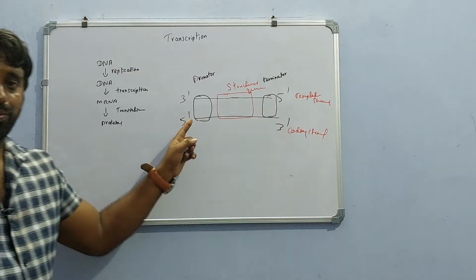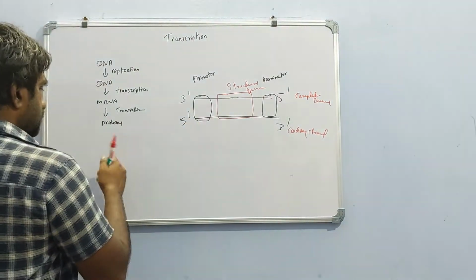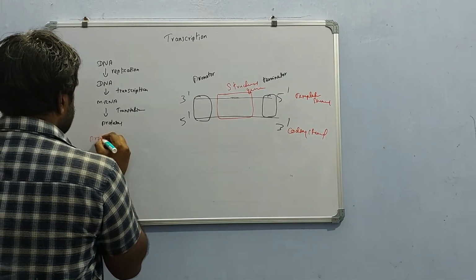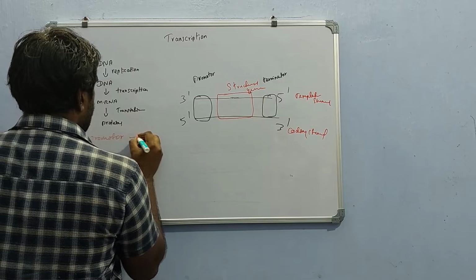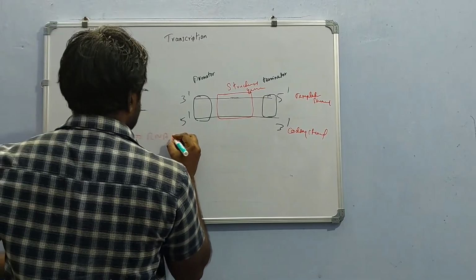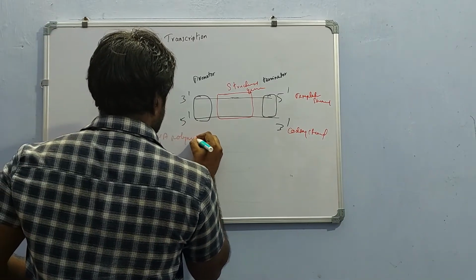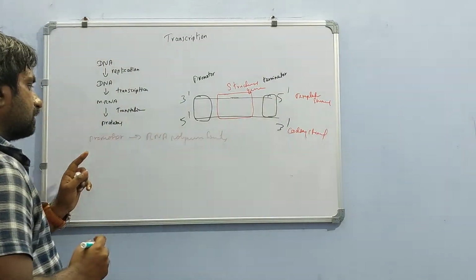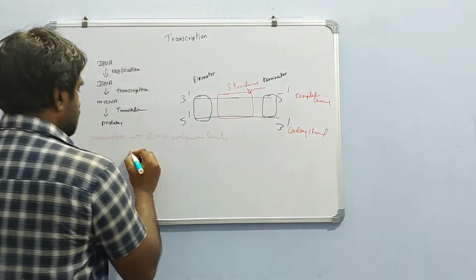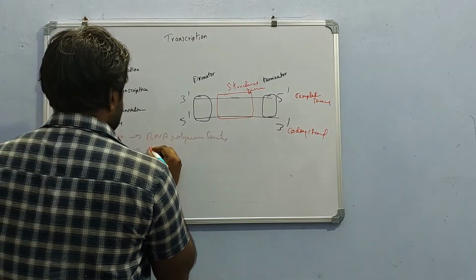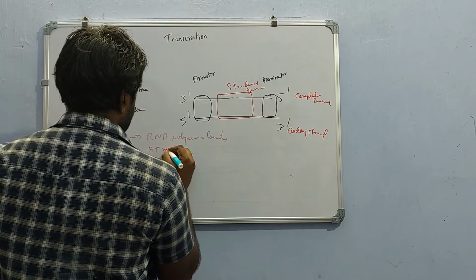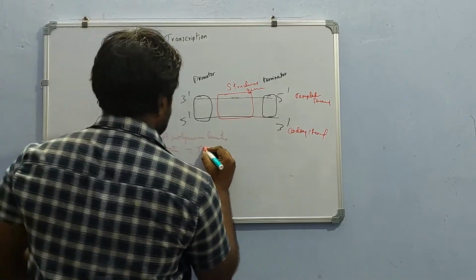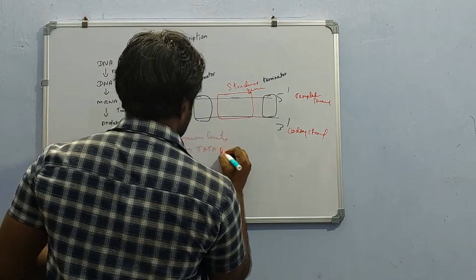Promoter region. What is the promoter region? It is the region where RNA polymerase binds. This promoter region is AT-rich, so it is called the starter box.